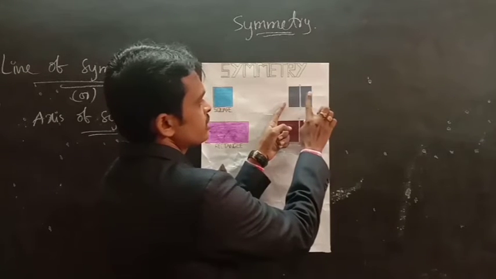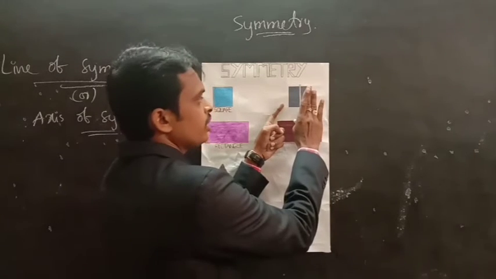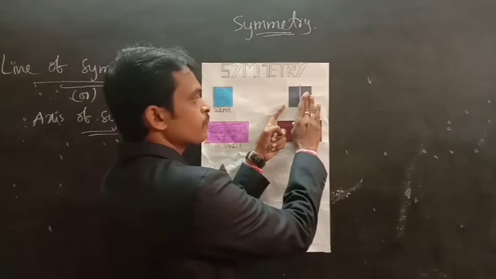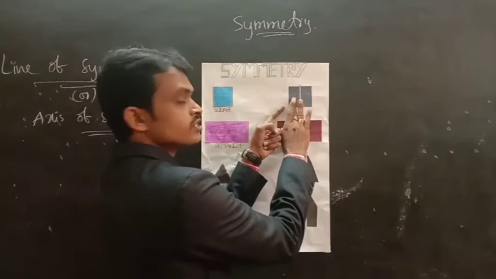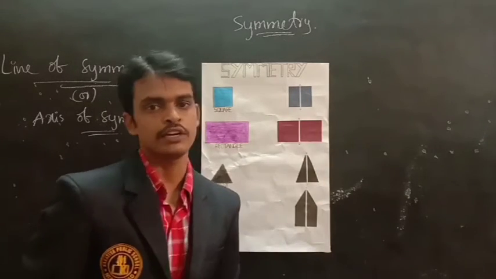This is first part and this is second part. First part should exactly coincide with second part, and second part should coincide with the first part. Then the square has a line of symmetry.